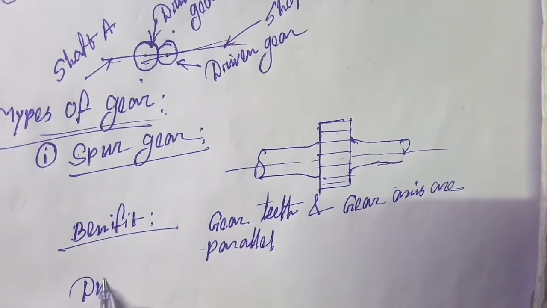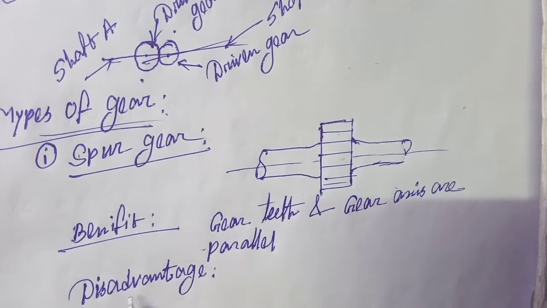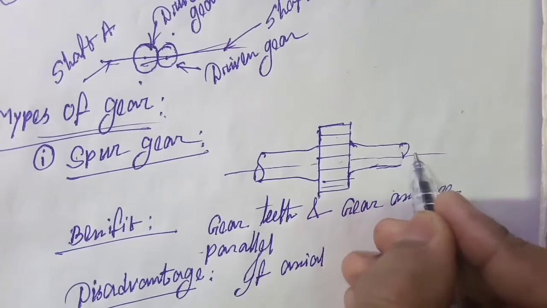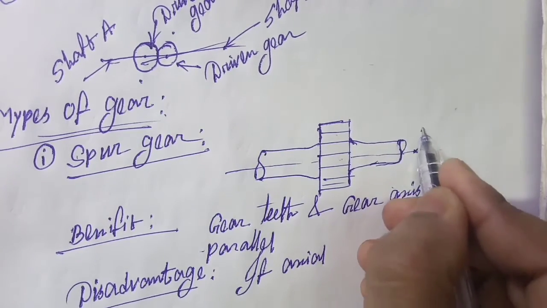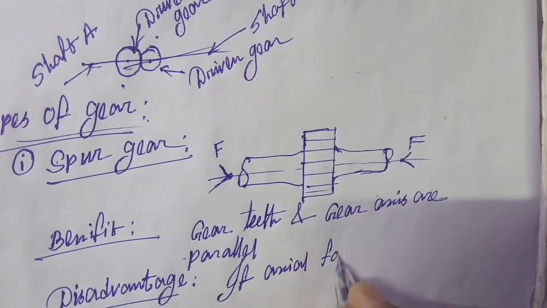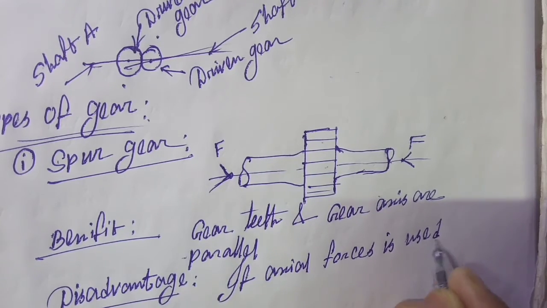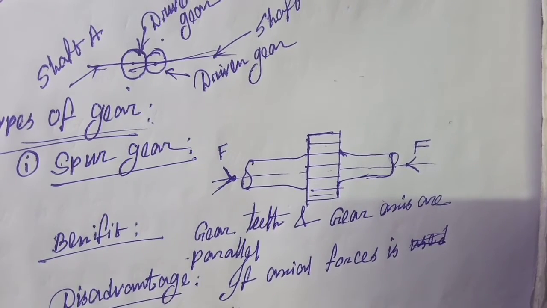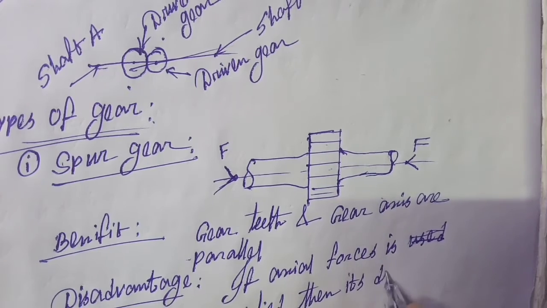Its disadvantage: axial force means force acting axially. This is called axial force. This is also axial force. If axial forces are applied, then spur gear cannot be used.